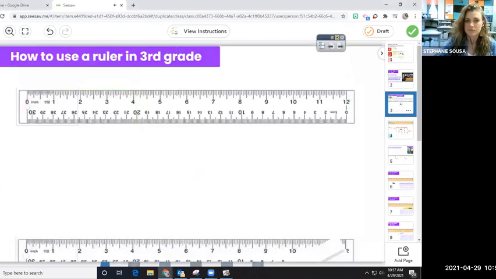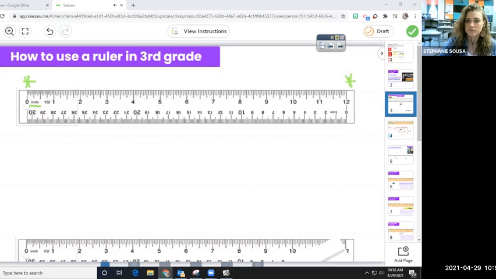Let's talk about how to use a ruler in 3rd grade. Here you see an example of a ruler. Let's talk about what we notice. In 3rd grade, we're going to measure the length of an object using inches. I notice this word inch. If I can read it correctly, that means I'm going to be using this side of the ruler to measure in inches. I notice that it starts with 0 and the numbers increase until I get to 12 inches.